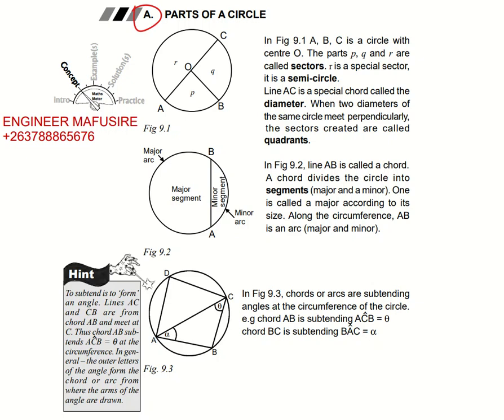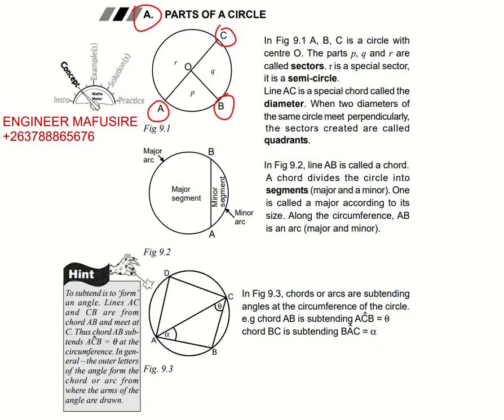So we are going to start with this diagram, which is shown as Fig 9.1. As we can see from this Fig 9.1, we have got parts which are labeled. We have got part A, part B, then part C. Then we also have this center O. So in this diagram, A, B, C is a circle. This is the circle that we are going to look at.